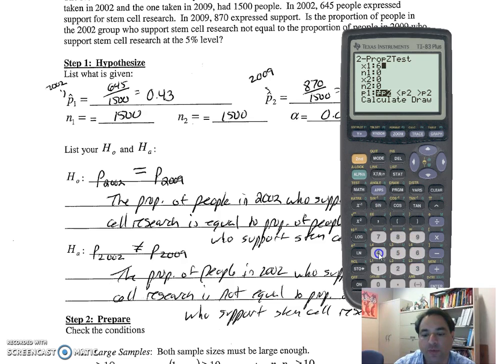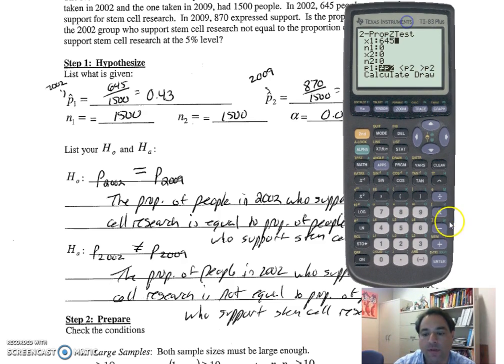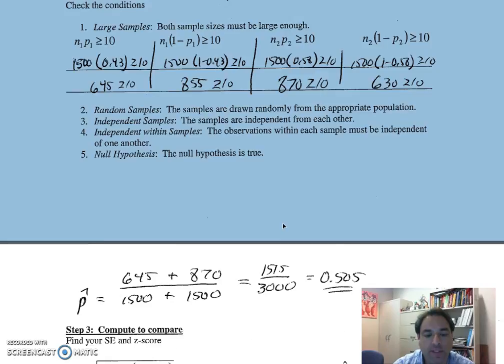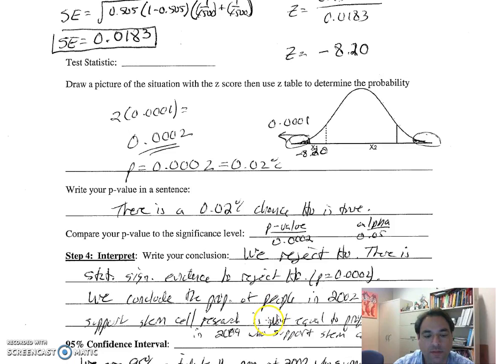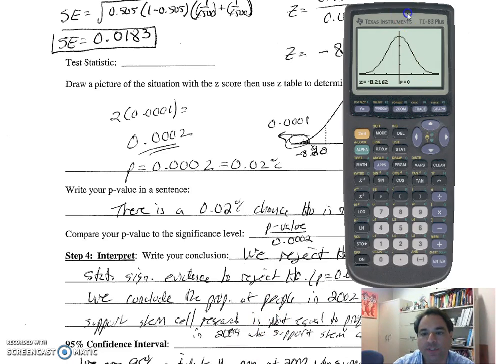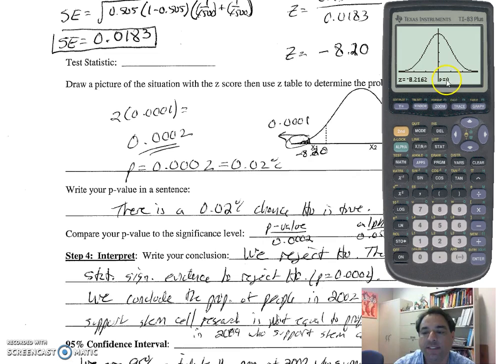So we have 645, enter, out of 1500, 870, enter, 1500. This one's not equal to, you can go to calculate or draw. I'm going to do draw first. There's your picture. Remember, if you get an error in this case, it's probably because you have a plot on, so be careful with that. The same z-score we got. Let me scroll down here. Okay, very similar z-score. That double checks our work. And they're saying it's essentially 0.